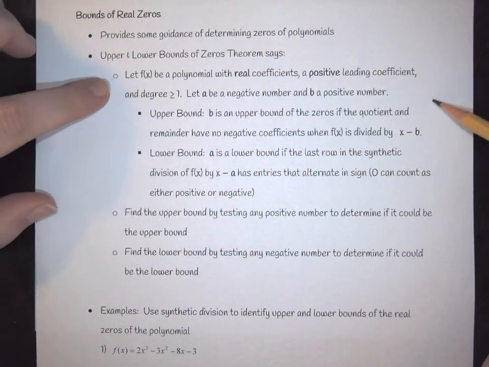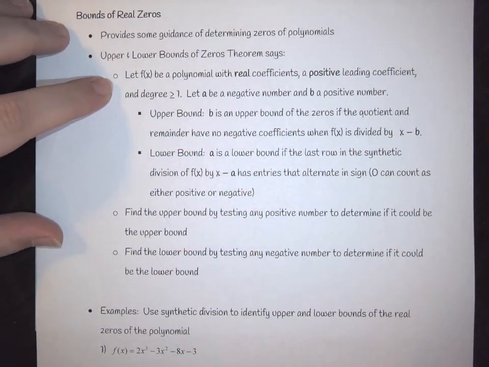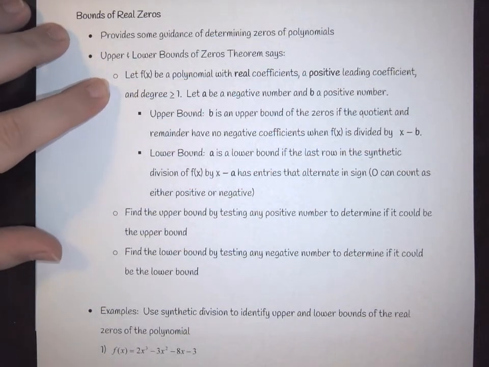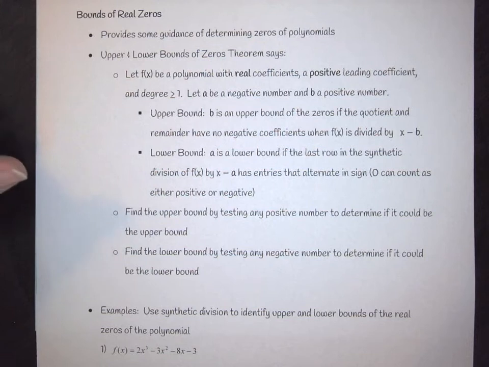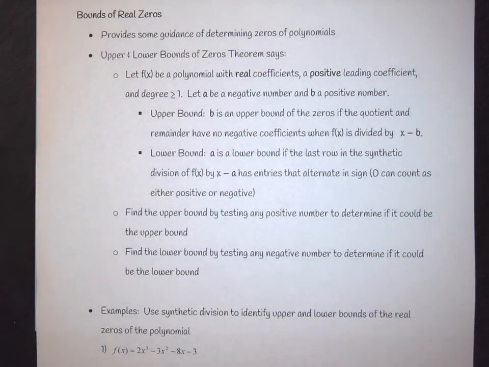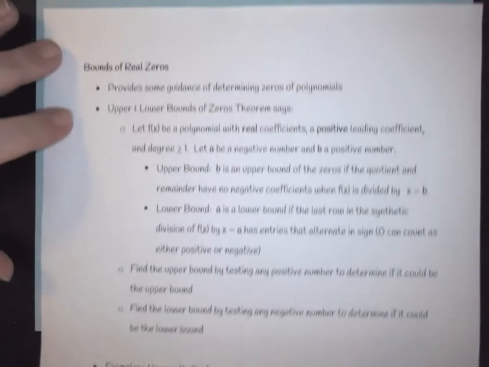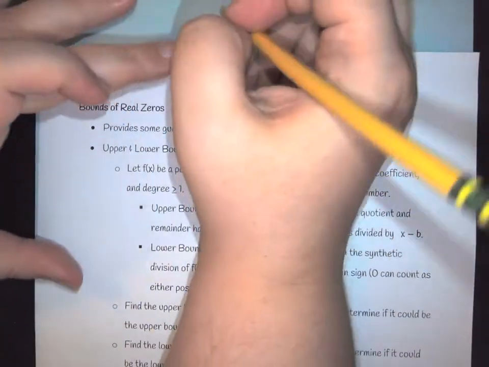Well, we have a couple hints. So first of all, we've got our definition here that just basically says that you need a polynomial where your degree is greater than 1. Your upper bound is going to be a bound when your real zero has no negative coefficients, and a lower bound is when you have alternating signs. Okay? So what exactly does that mean? Well, it just simply means this.